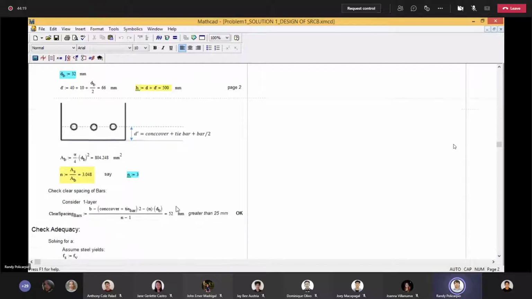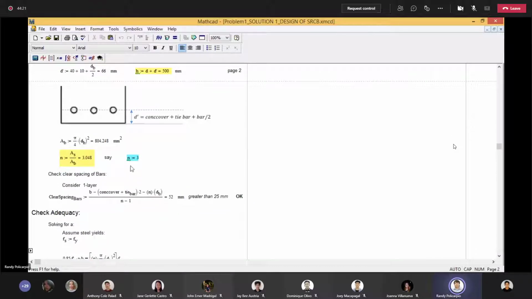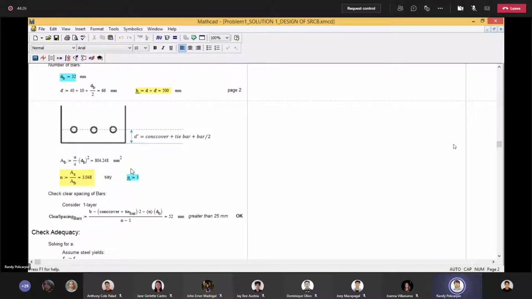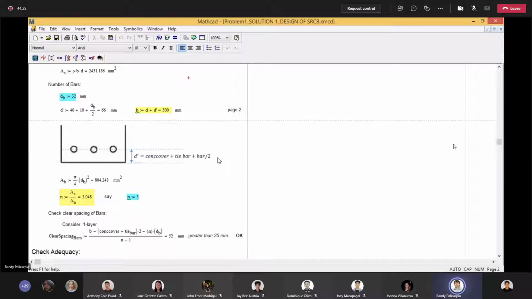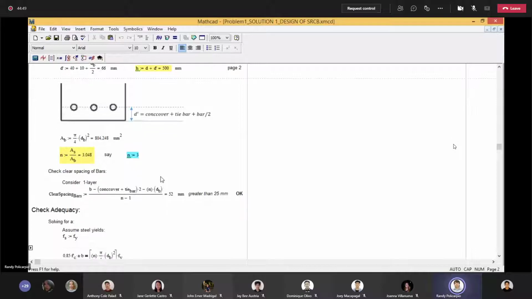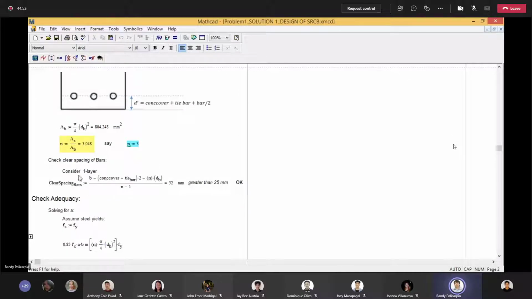Okay, so therefore, I will check now the spacing of my bar kung nasasatisfy ko yung code requirement na minimum of 25 millimeters ang clear spacing. So I'm assuming now that the 3 bar are located in a single layer. Naka-single layer lang yan. So ngayon, ito yung checking natin. Consider 1 layer of bar.